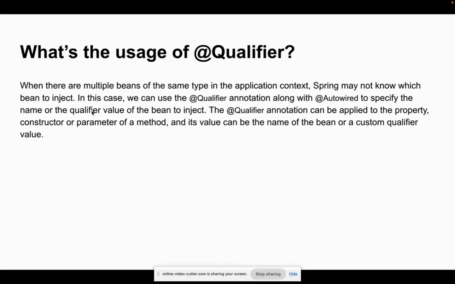Now, what's the usage of the Qualifier annotation? When there are multiple beans of the same type in the application context, Spring may not know which bean to inject. In this case, we can use the Qualifier annotation along with Autowired to specify the name or qualifier value of the bean to inject. The Qualifier annotation can be applied to a property, a constructor, or a parameter of a setter method. Each one can be the name of the bean or a custom qualifier value.